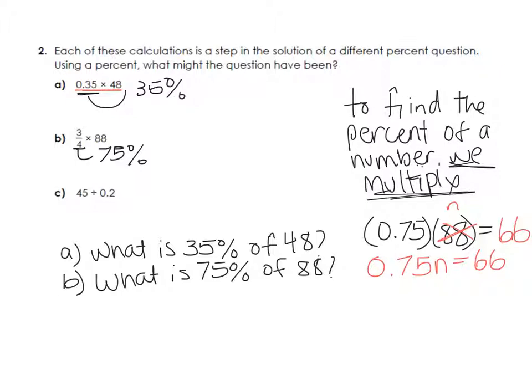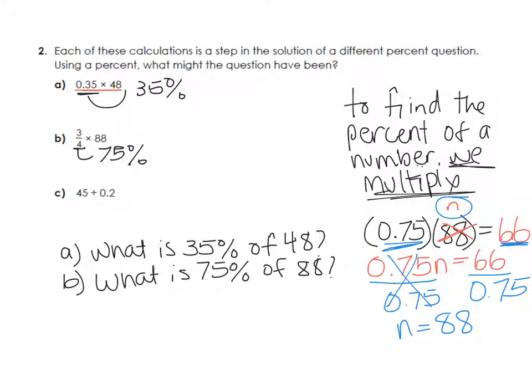And what would we do to solve at this point? How would we find n? Everybody, I'm sure if we were in class, would say it out loud. We have to divide both sides by 0.75. When we do that, these get canceled out, and we get n is equal to 88. So to find the percent of a number, we multiply. But to find out what number 66 is a percent of, we know 66 is 75% of a number. What is that number? That's the question. So if we look back now at C, 45 divided by 0.2, the question being asked there is: 45 is 20% of what number?